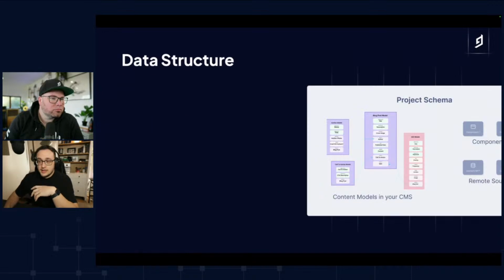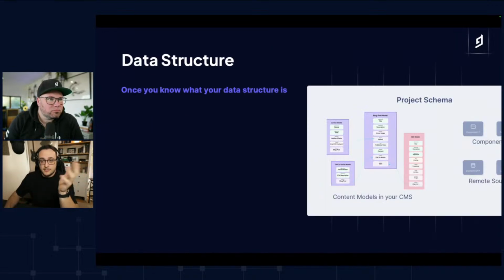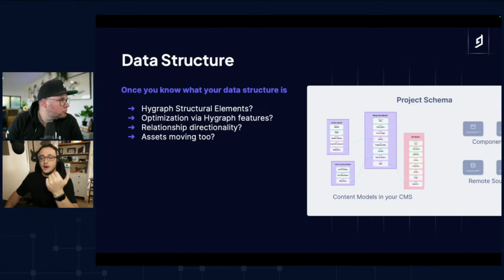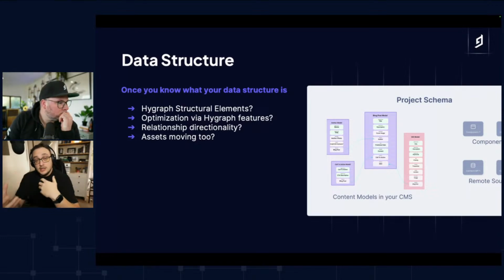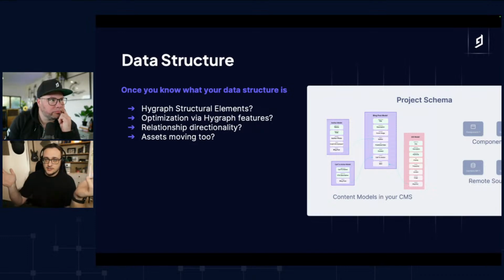Cool. So where do you go from here? Once you know what your content structure is, you need to start thinking about how is that going to translate into Hygraph? What are the structural elements? How do you need to move that there so it still works? Can you potentially optimize something? Like if you have a one-way relation somewhere, which is, by the way, foreshadowing, that's exactly what we're going to do today.